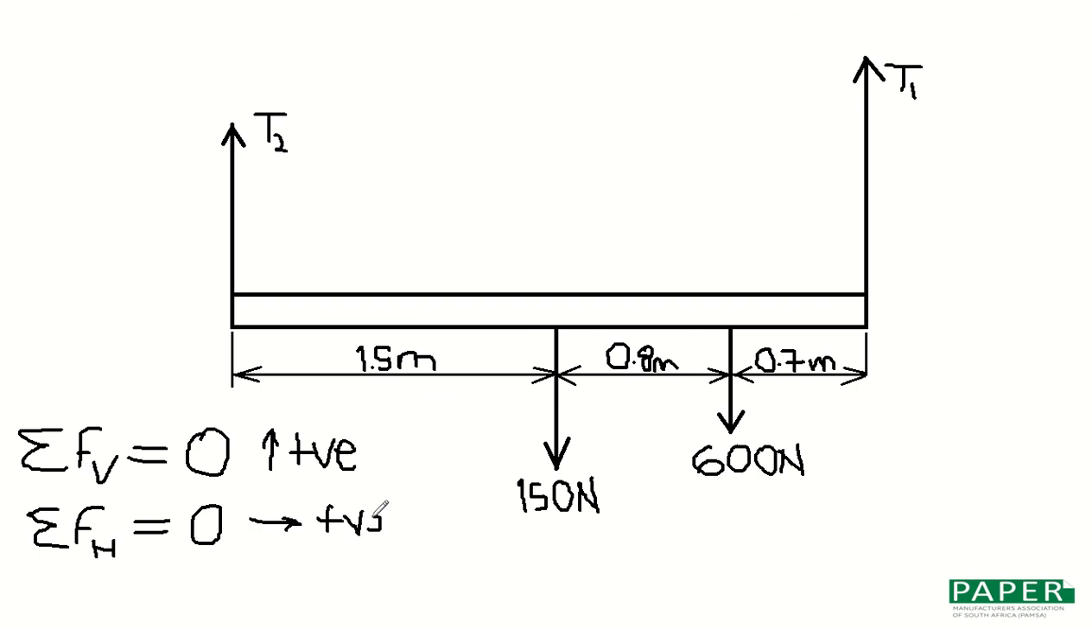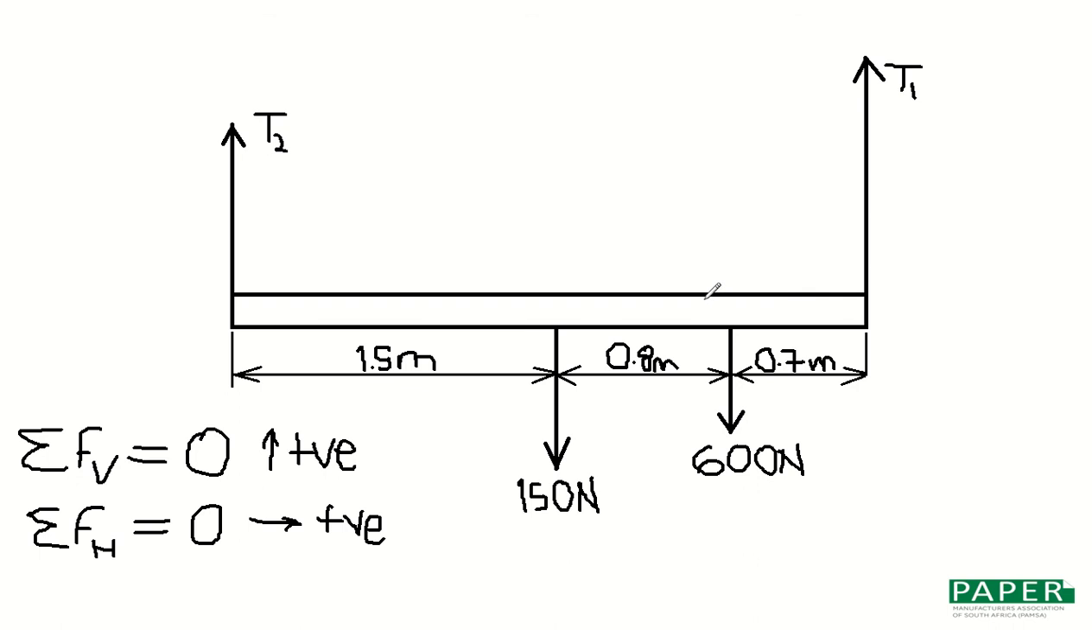As you can see in this question, if we just take these situations, we will not be able to calculate T1 and T2, because we say T2 plus T1 minus 150 minus 600. We will still have these two unknowns, T2 and T1, because we cannot solve. We'll only find T2 plus T1 is equal to 750, but still we have not solved T2 and T1. So another condition that we need to use is the condition of moments of a force.